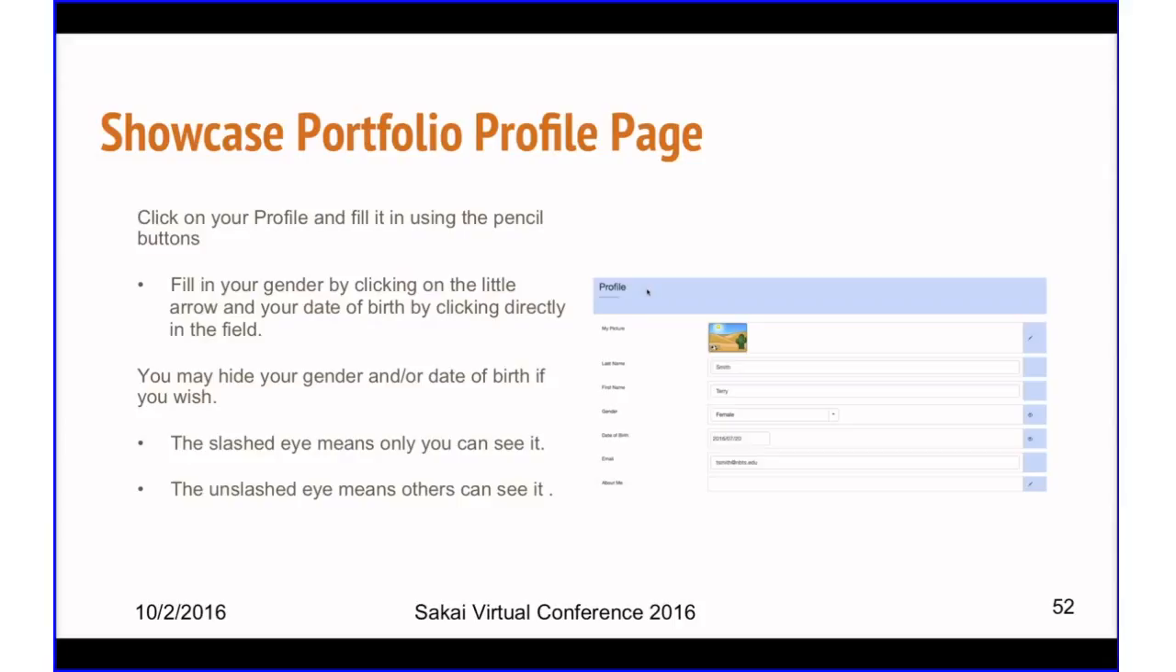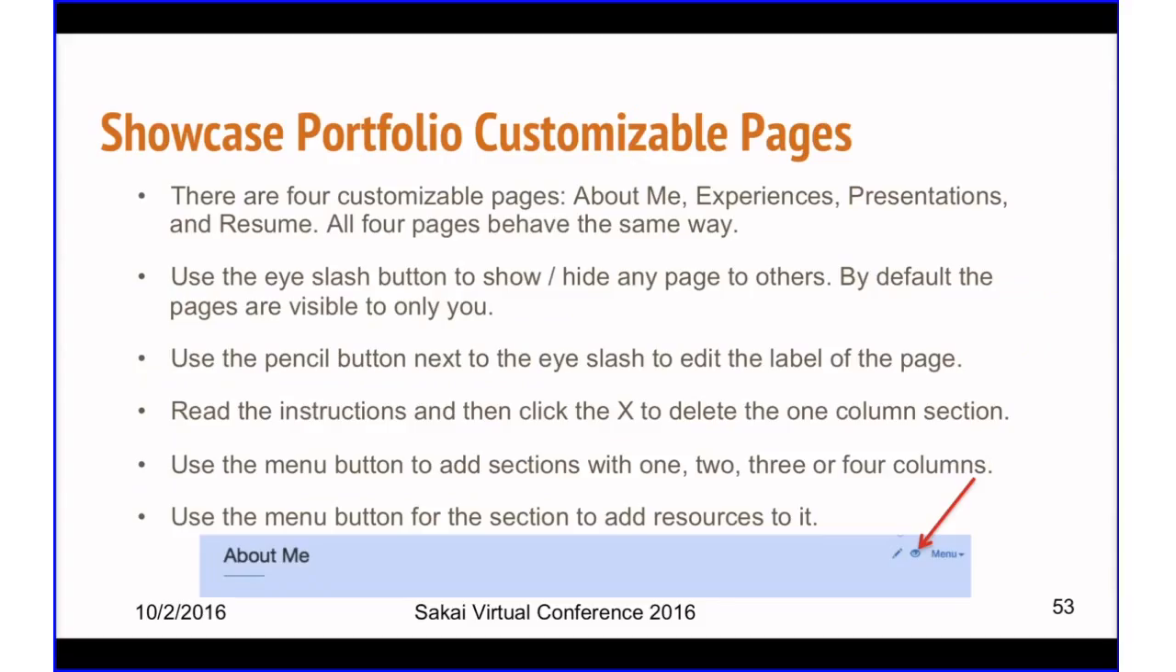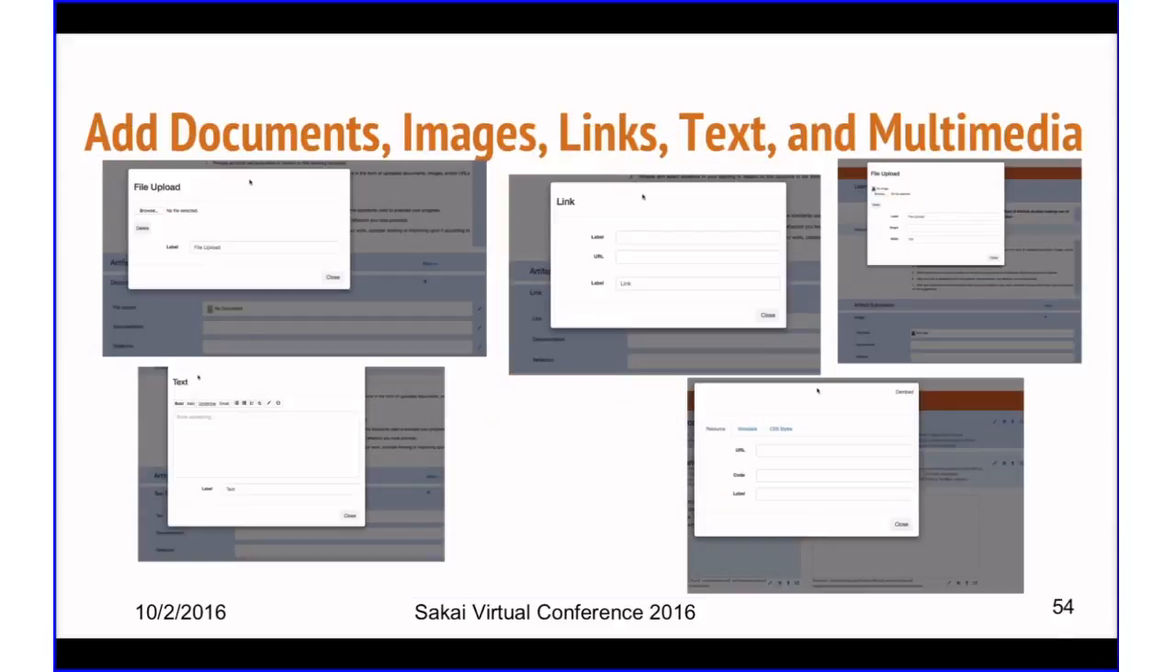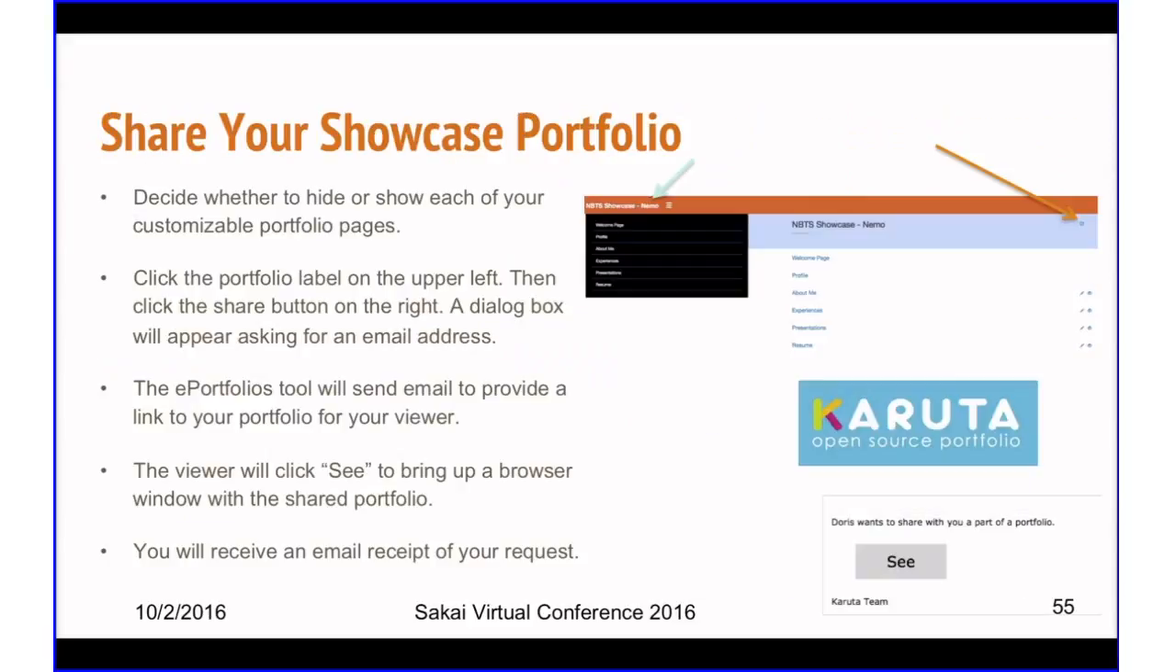In Karuta, the students could be given complete freedom for what to produce and share, or varied freedom depending on how the institution wants to guide their showcase experience. For this institution, they have offered 4 customizable pages, which give the student complete freedom, including not to show the page to others if they wish to hide it. And they can add all of the same content to those customizable pages.